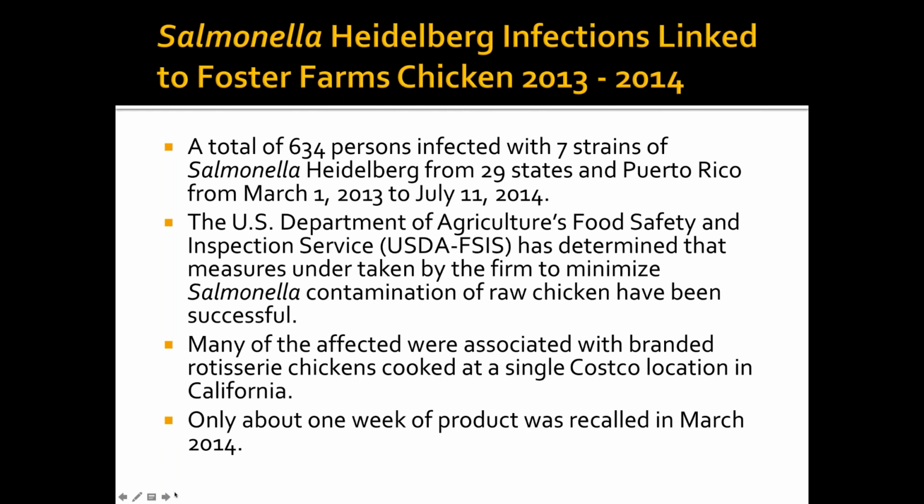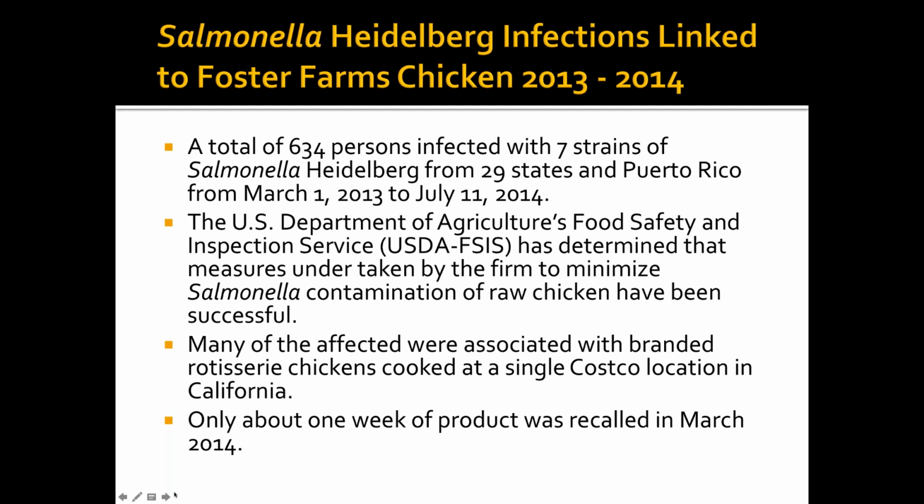Here's another one, several years later, Heidelberg again, but the consequences were different. 134 persons infected, 7 strains. So having 7 strains tells you that it may not have been coming from one plant. This is related to Foster Farms, but some of these states didn't receive chicken from the plant that this was originally associated with. So it's unclear whether that was a culprit or not.